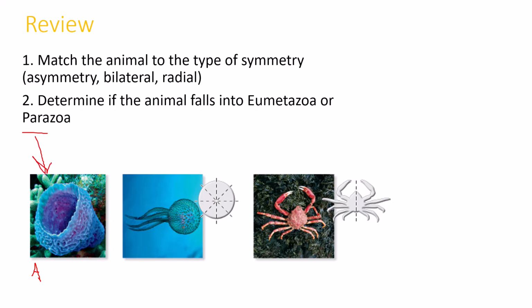The next one is related to the jellyfish. So it has that radial symmetry and it is a eumetazoan. And then our last one, what kind of symmetry is this? That was a terrible dividing line that I drew, but it has relatively similar left and right halves, so that's bilateral symmetry, and it is also in Eumetazoa.